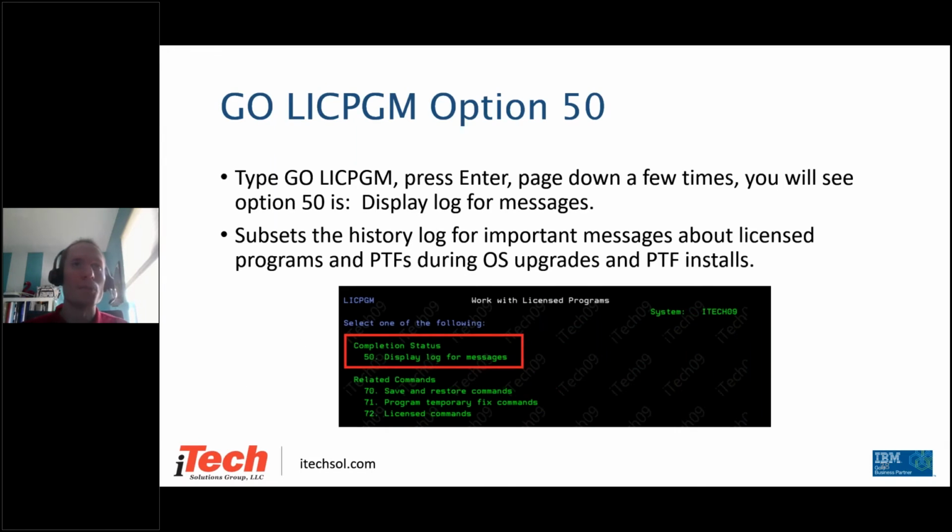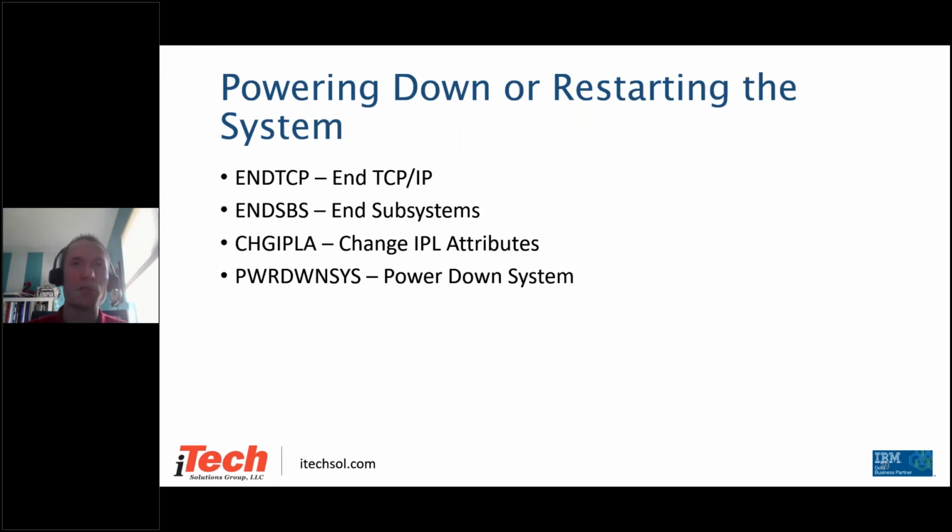All right, go license program option 50. So this is just a menu option for display log, but it subsets it to where it's only going to show you messages about PTFs and an OS upgrade. So anything that pertains to licensed programs, and of course those get touched during PTF updates and OS upgrades. So a great way to see that, make sure that everything was installed successfully, or if there is any issue, it'll give you more information there.